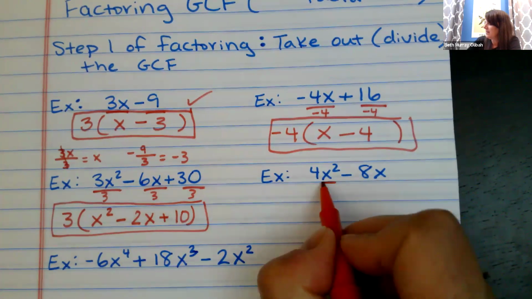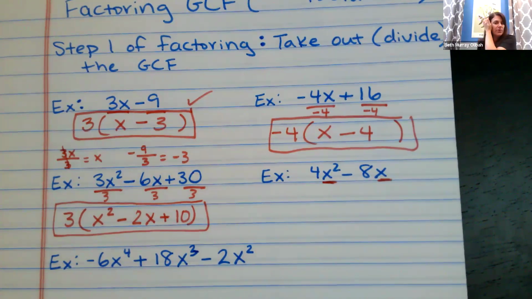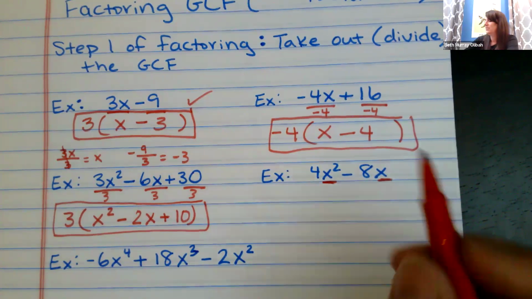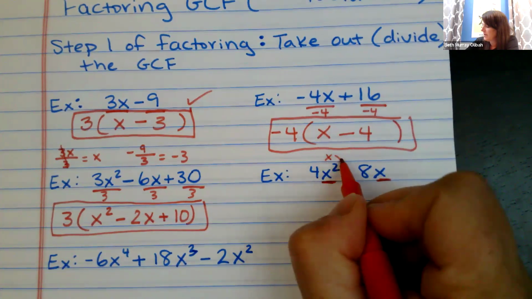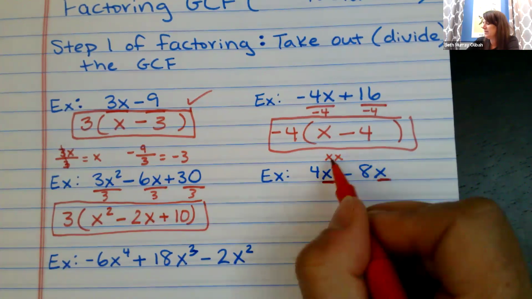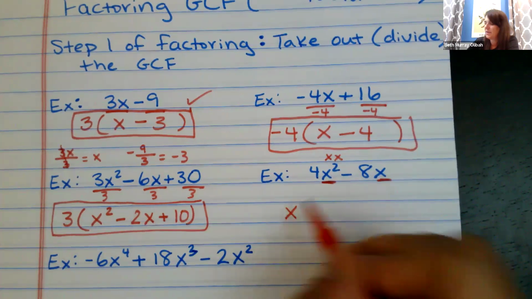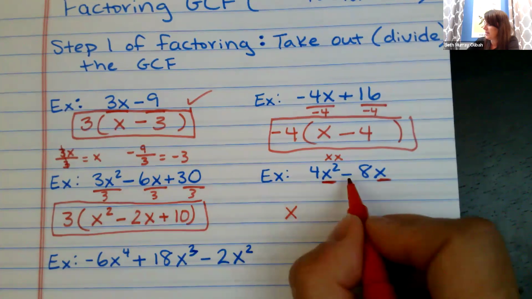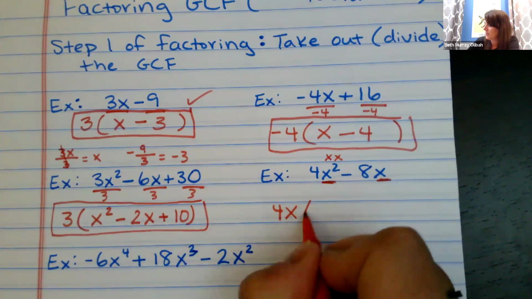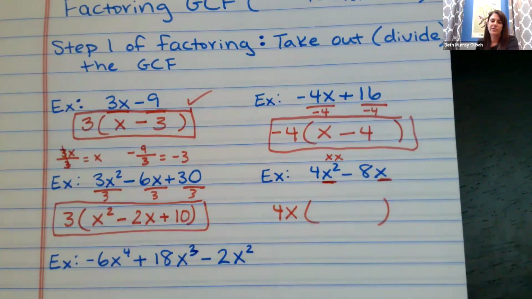Next one, we finally have an example where we can take an x out. If this is an x squared, which is basically an x and another x, and here we have an x, they have that x in common. So I can take one x out, and I can also take the 4, and you'll usually see that written with the number in front of the letter. The letters are called variables. So I'm taking a 4x out of this problem.